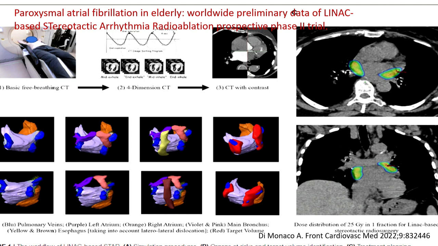And then we find the bronchus and esophagus because we want to avoid radiation of esophagus and bronchus. And when we are very close to esophagus and bronchus, the dose is reduced from 25 to 13 gray, because it is demonstrated that 13 gray is not dangerous for this organ. And then there is the simulation of the treatment plan.